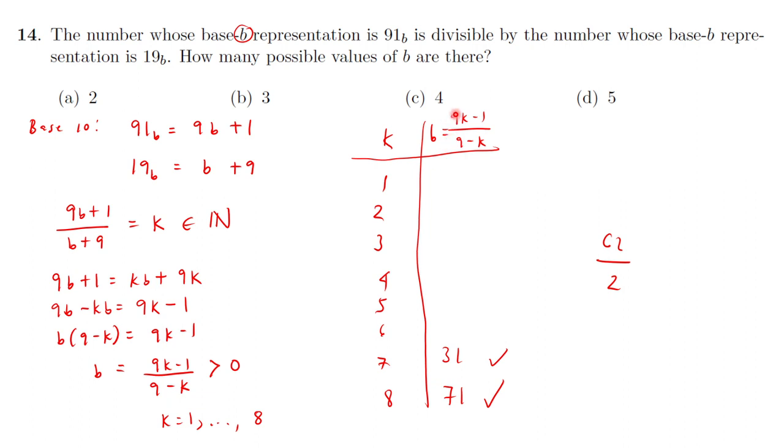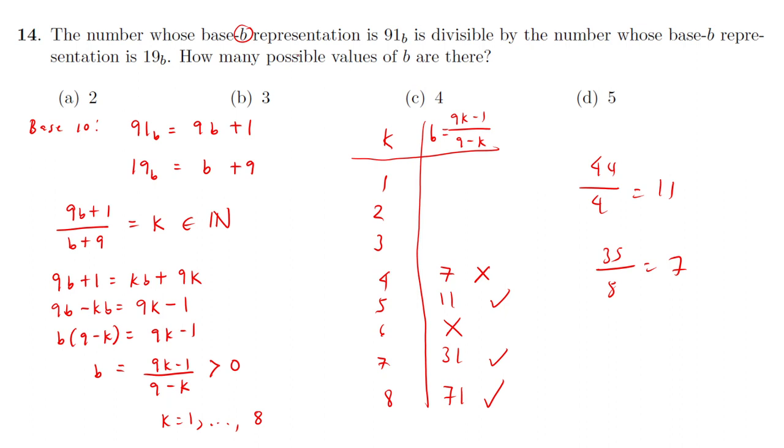When K is 6, 9 times 6, 54, minus 1 ay 53, over 9 minus 6 ay 3. So, hindi yan whole number. So, hindi siya pwede. So, X. When K is 5, 9 times 5 ay 45, minus 1 ay 44, over 9 minus 5 ay 4. So, that's 11. So, okay pa. When K is 4, 9 times 4 is 36 minus 1, yun ay 35. Over 9 minus 4 ay 5, which is 7. Okay. 7 is an integer, pero pwede na tayong huminto.